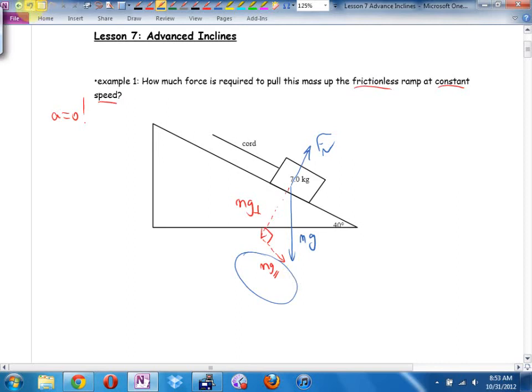There's a rope. So, tension. Friction? Nope. Could I add friction? It would be a tougher question, but sure. If we were sliding up, friction would be down the hill. I'd have one extra force.